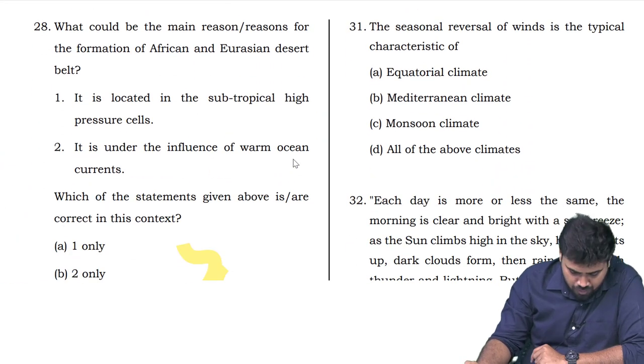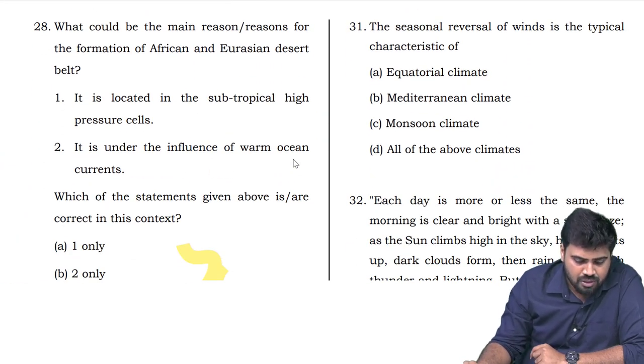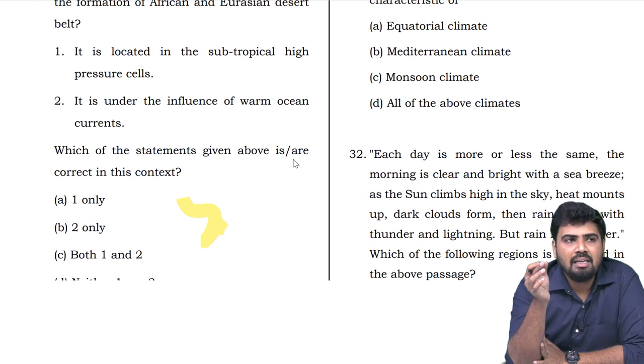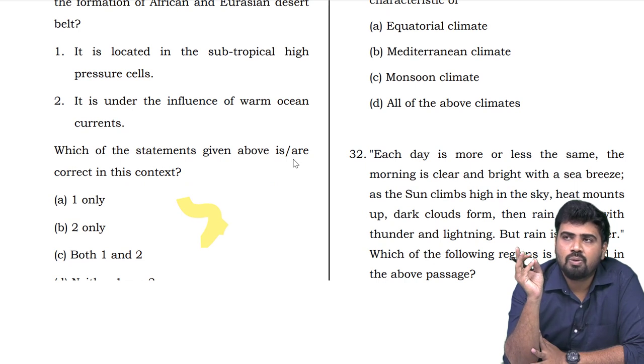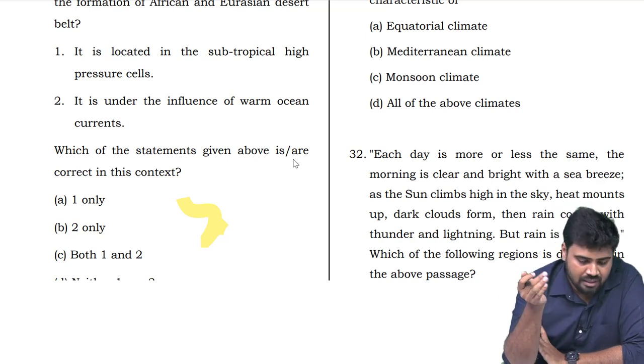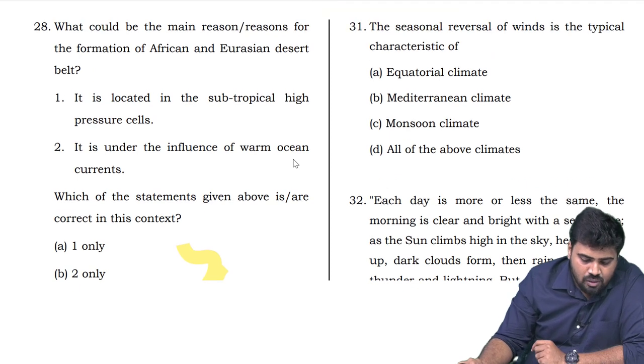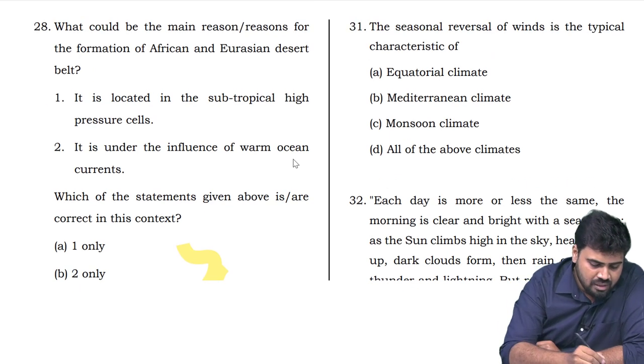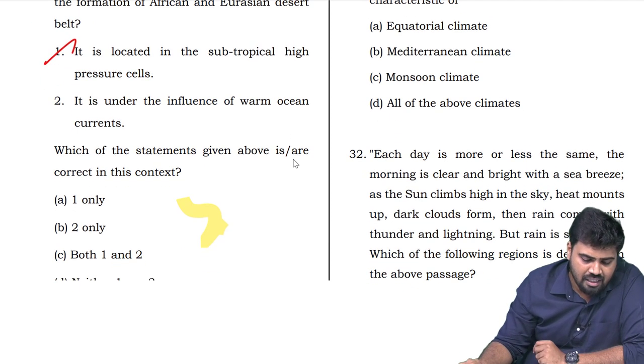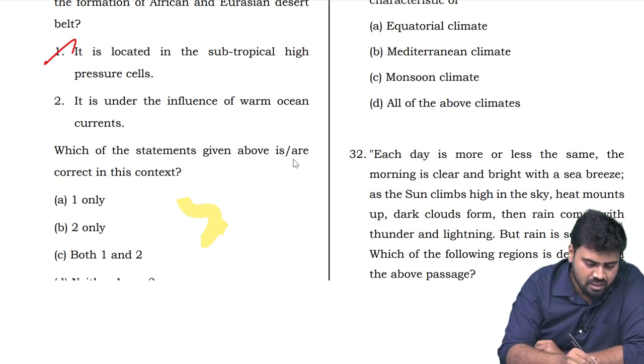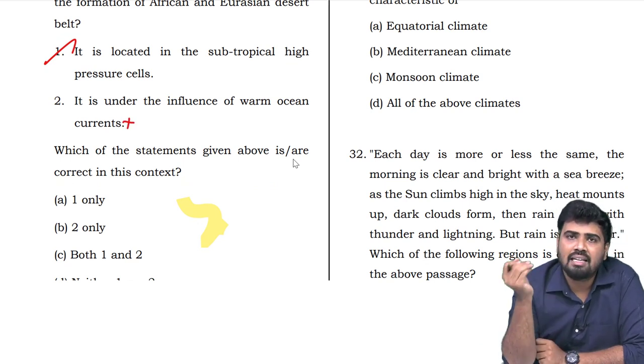28, what could be the main reason for the formation of the Africa and Eurasian desert belt? See, generally there are three important conditions for desert formation. One, the subtropical high pressure belt, second, offshore winds, third, cold ocean currents. Three most important reasons. It is located in the subtropical high pressure cell, it is correct. It is under the influence of warm ocean currents. Actually, as I have mentioned, the third condition is that it is under the influence of cold ocean currents, where we have deserts.